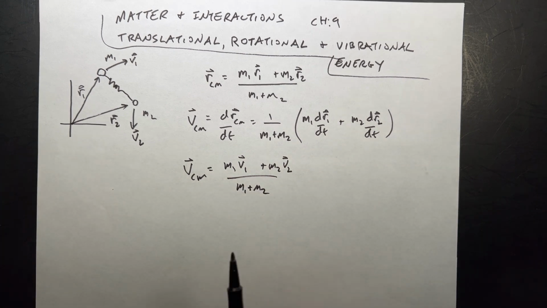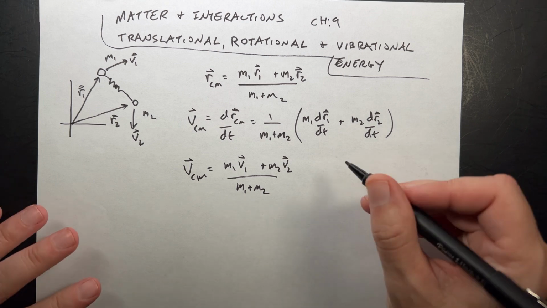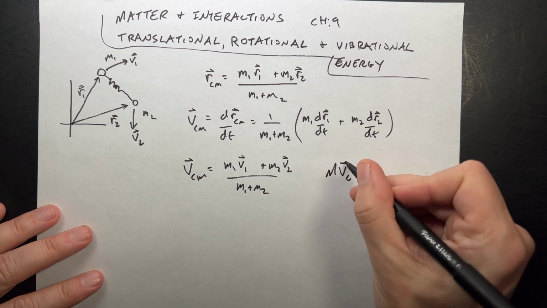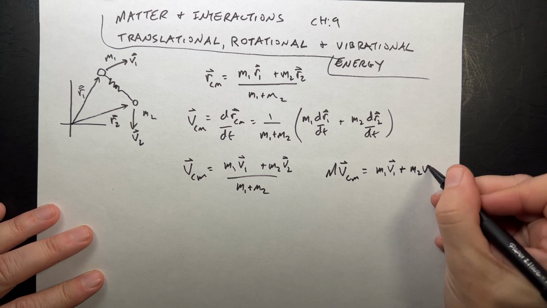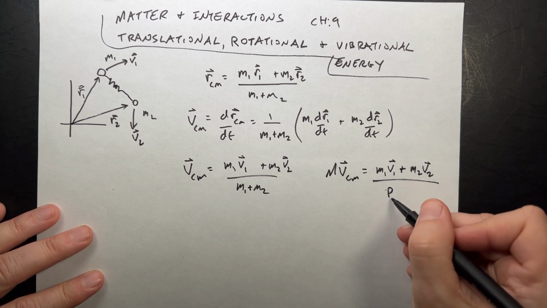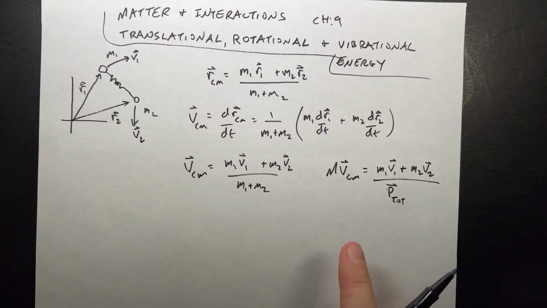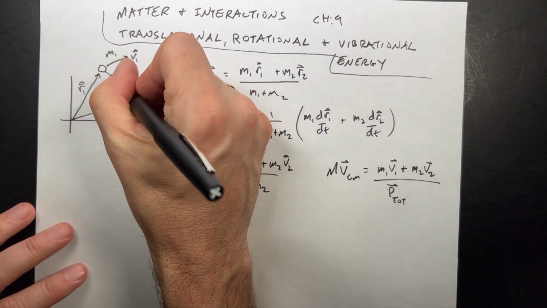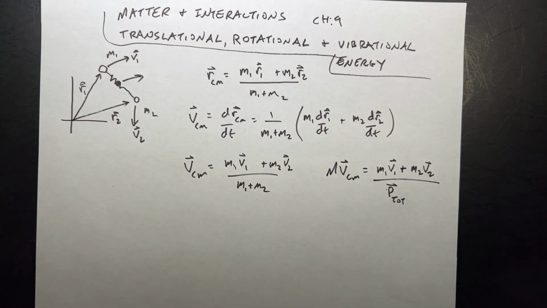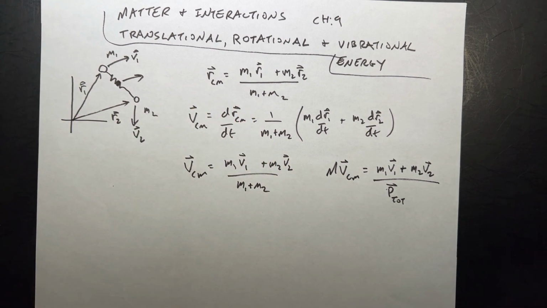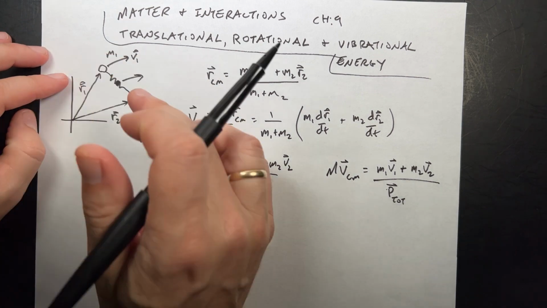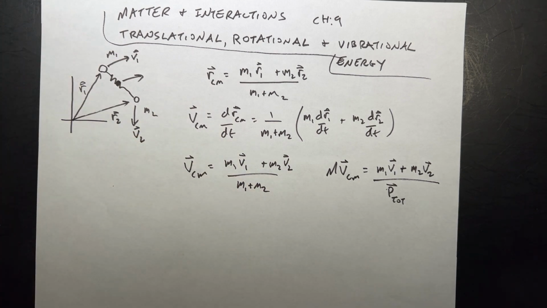But I can do something else. What if I multiply both sides by the total mass, which I'll call M? I get M v center of mass is equal to m1 v1 plus m2 v2. So this is p total. That's the total momentum. So if I know the center of mass and the center of mass velocity, I can treat that object, in this case it's just two masses, I can treat the velocity of the center of mass and the total mass as the momentum, the total momentum. That's kind of a big deal, right? Because then if I have a force acting on my system, I know the change in momentum of the center of mass. It's kind of important.